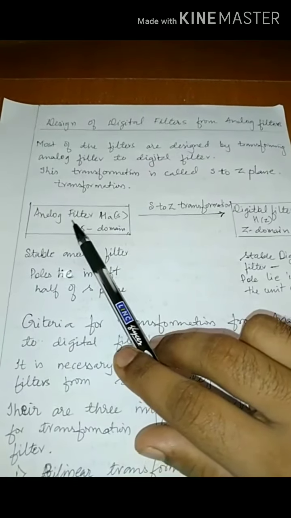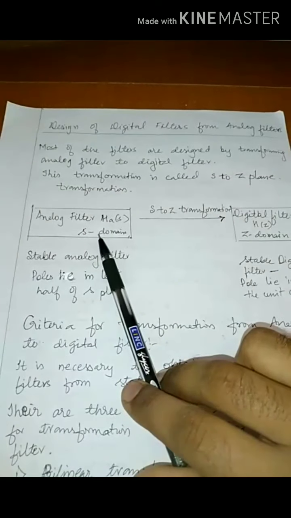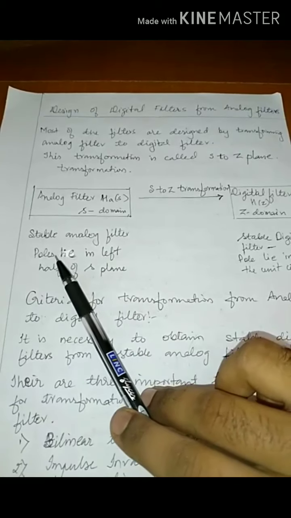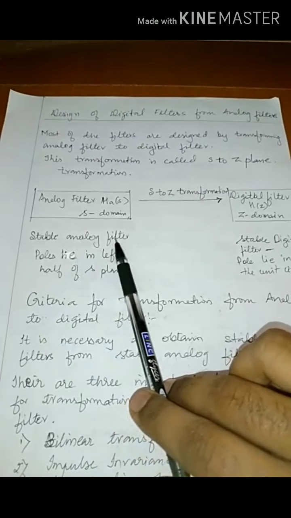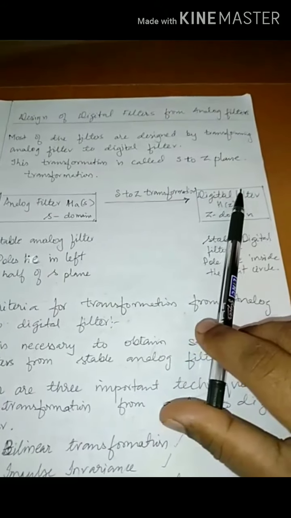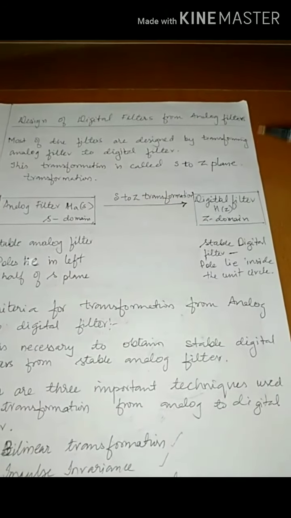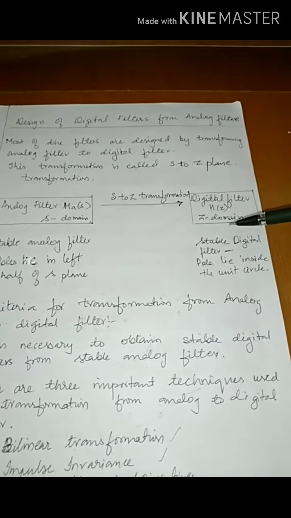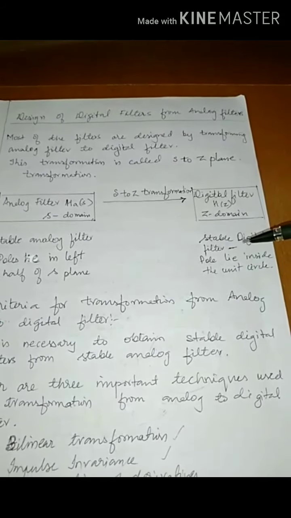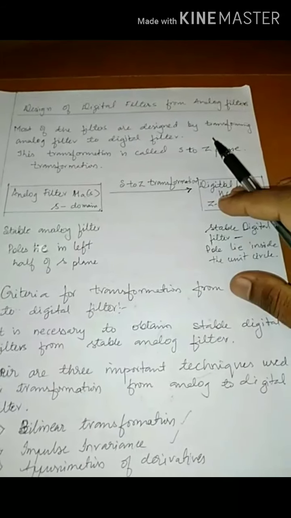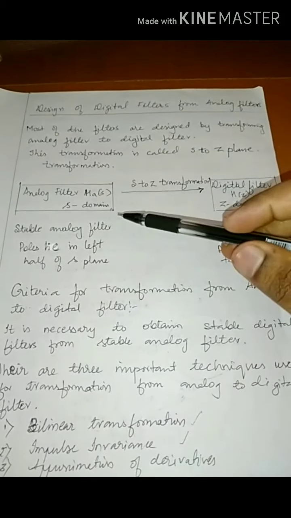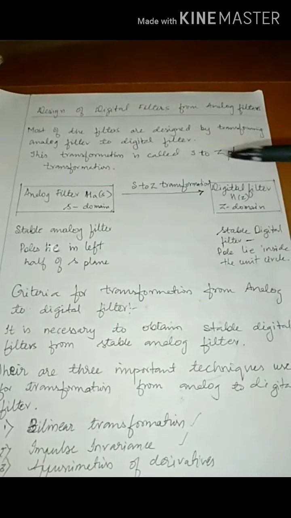So in an analog filter we have the S domain, wherein stable analog filters have poles that lie in the left half of the S plane. In case of a digital filter, it is in the Z domain, that is H of Z. A stable digital filter has poles that lie inside the unit circle. So there are different techniques where we can transform that S plane to Z plane.